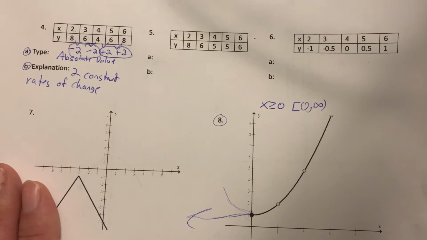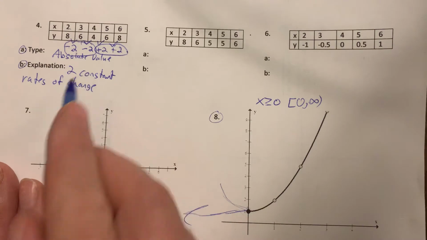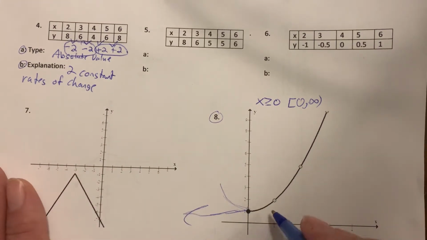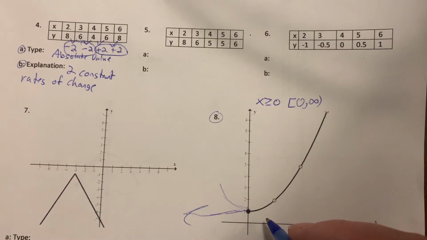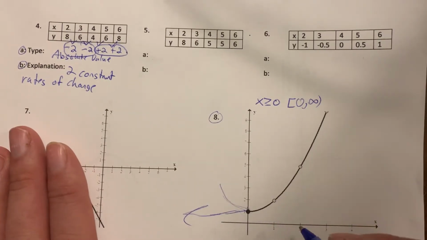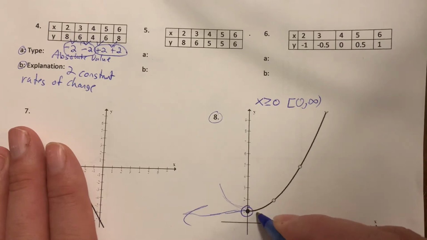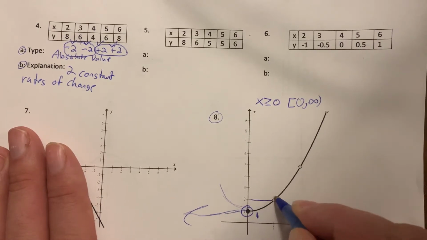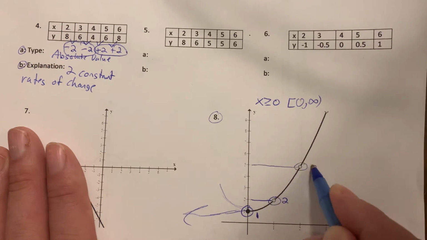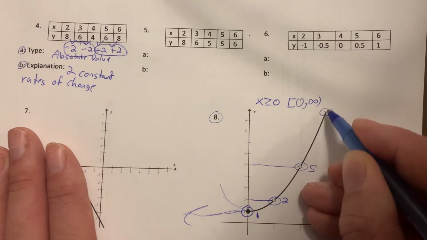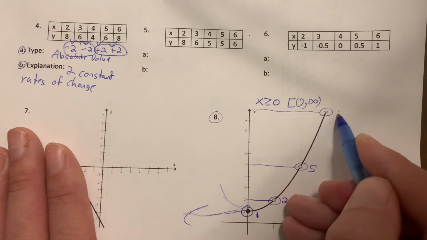And what we're going to do is we are going to look, and just like we did with the tables, we're going to look to see is there a constant rate of change or what's going on. So a quadratic would have a constant second difference, and an exponential would have a constant multiplier. So let's look at the y values. Here the y value is 1. Here the y value is 2. Here the y value is 5. And here the y value is 10.